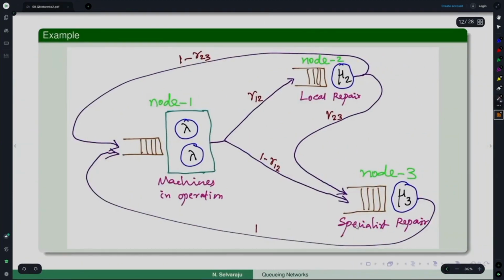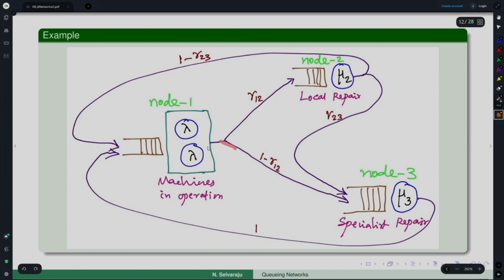So, if you depict this diagrammatically, in node 1 you have 2 machines which are in working condition, which with rate lambda will fail. Now, once it fails with probability R12, it goes to node 2, which will take an exponential amount of time for the local repair. Then after which either it can move to node 3 for specialist repair, which will happen with probability R23, or it can come to operating node with 1 minus R23.